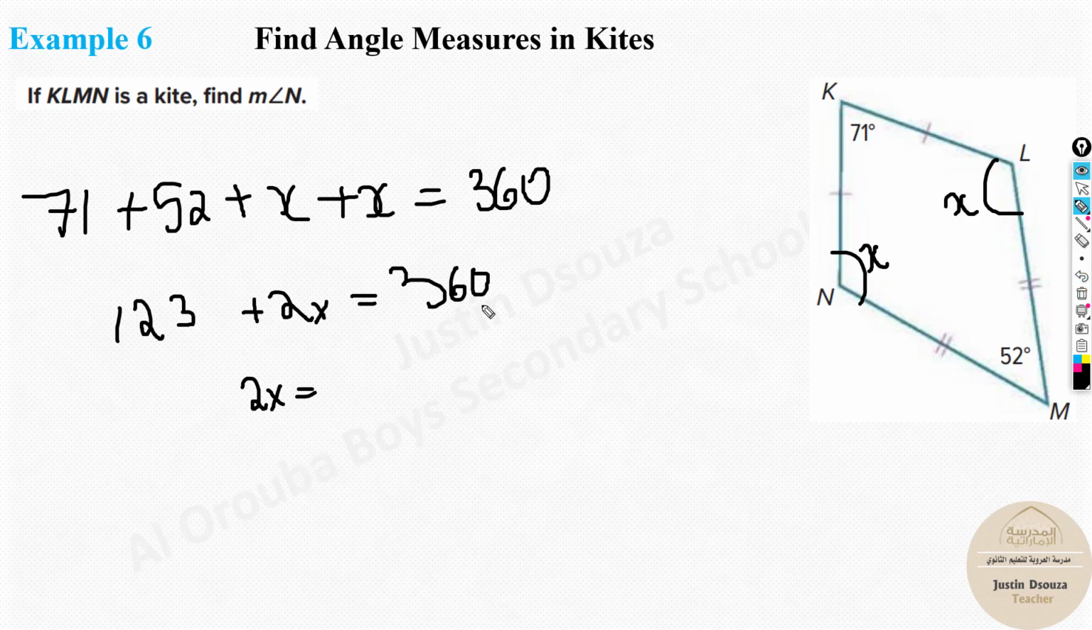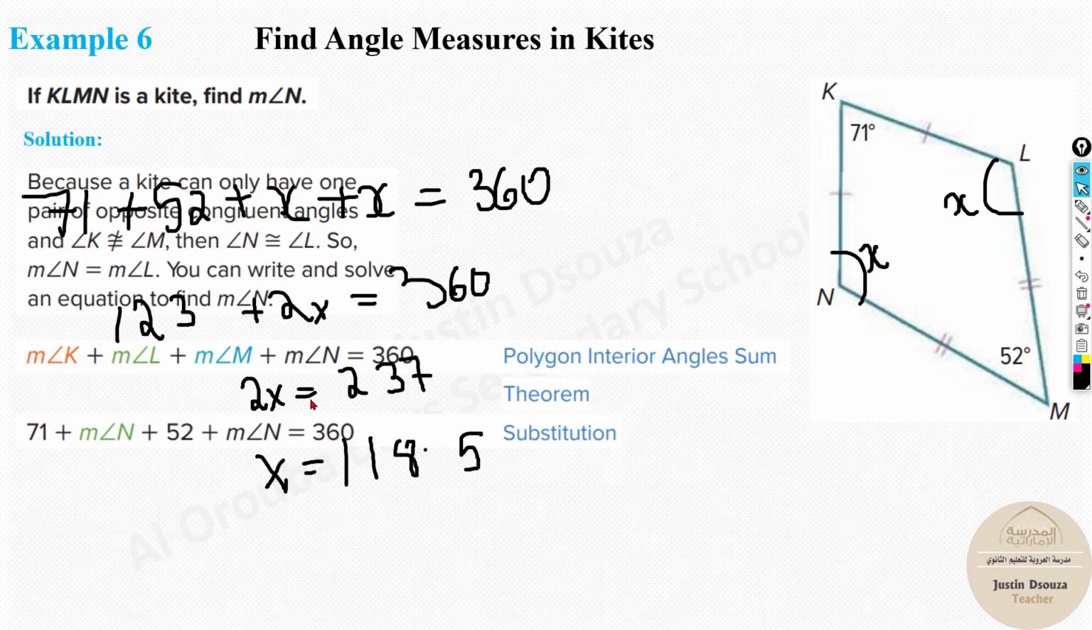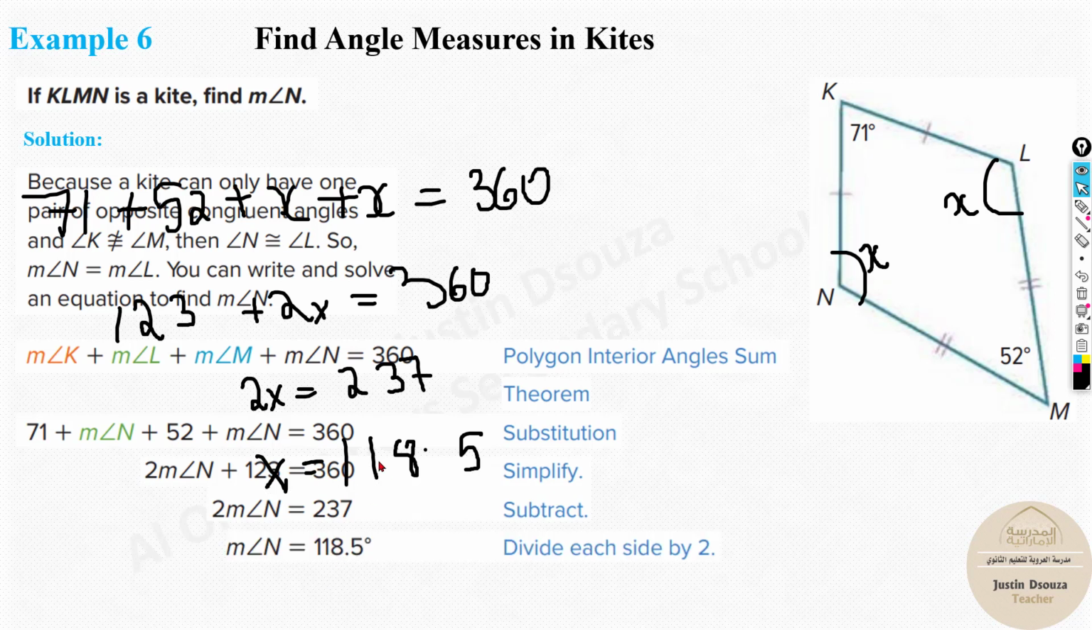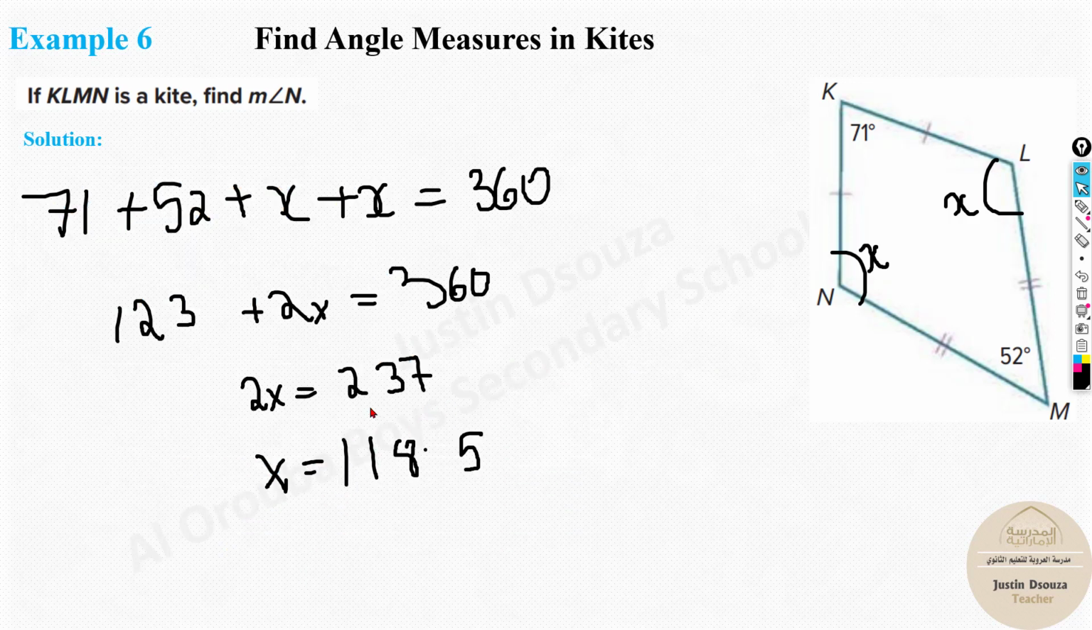2x equals 360 minus 123. I'll write the answer directly. It will be 237. Okay. Now divide both sides by 2. You will get x equals, sorry, the brain just freezes sometimes. So it is 118.5. I just hope this is correct. Yes, 118.5. Okay, you can use a calculator just to be sure.